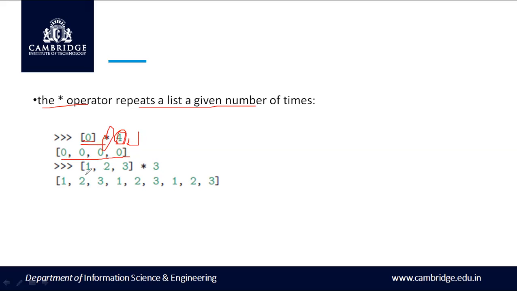Again you can see another example here. We have a list with 3 items, 1, 2, 3. We want it to repeat thrice. When we execute this statement, you can see 1, 2, 3 repeated thrice. So that is the usage of the star operator or the repetition operator in lists.